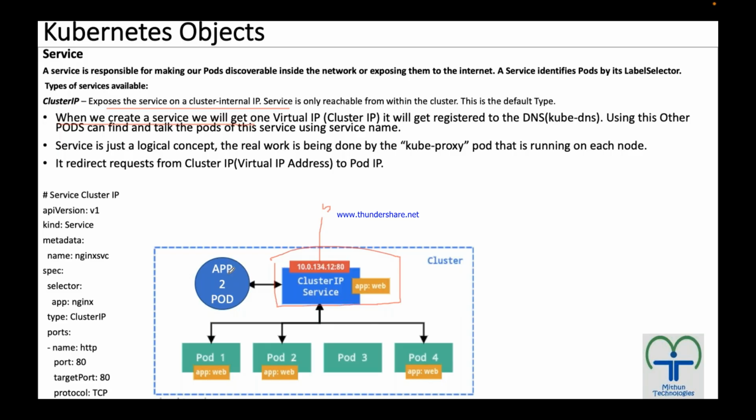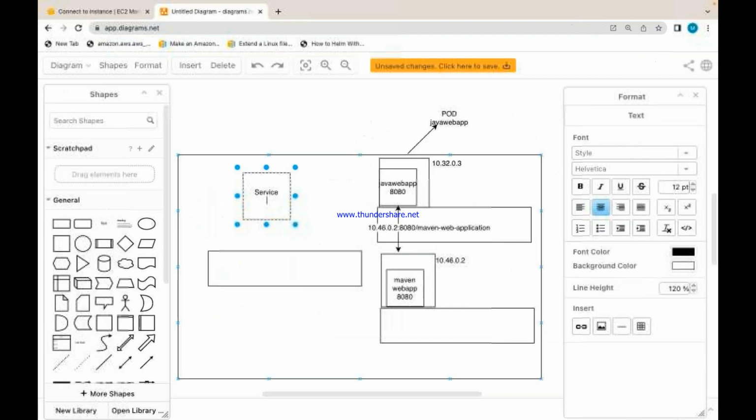Now, how will service identify pods? We have a lot of pods in the Kubernetes cluster, right? How will service identify which pods belong to that service? What concept is service using? Service is using the labels and selectors concept. If you remember, when I created a pod yesterday, did I add labels for this pod?